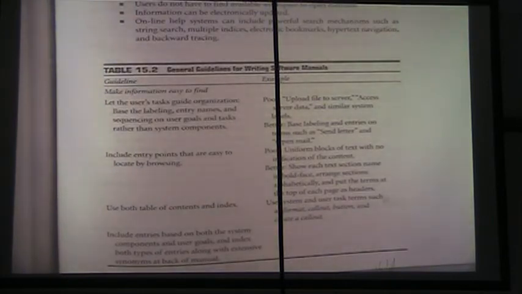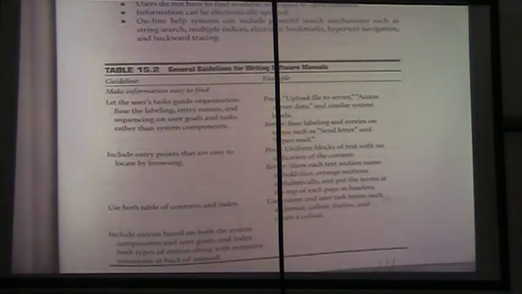Let users' tasks guide the organization. So we want to base labeling, entry names, and sequencing on our user goals and tasks rather than on the system components. A poor example is upload file to server, access server data, and similar system labels. Better is to base the labeling and entries on terms such as send letter, open mail.